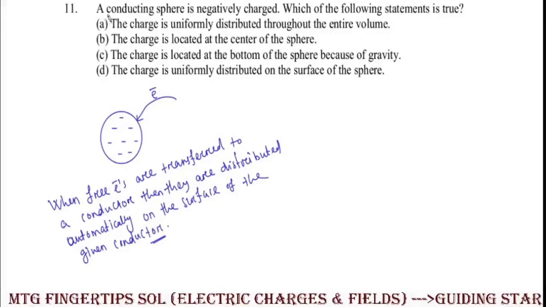क्लियर? तो ऑप्शन में क्या बोला गया, चार्ज इज यूनिफॉर्मली डिस्ट्रीब्यूटेड थ्रूआउट द एंटायर वॉल्यूम। एंटायर वॉल्यूम में चार्ज यूनिफॉर्मली डिस्ट्रीब्यूट नहीं होता है। क्लियर? चार्ज इज लोकेटेड एट द सेंटर ऑफ द स्फीयर। सो चार्ज यहाँ पे बोला जा रहा है कि इलेक्ट्रॉन जब आप ट्रांसफर करते हो तो सेंटर में ही चार्ज हो। ऐसा नहीं कि आप कोई भी चार्ज, पॉजिटिव चार्ज दो या नेगेटिव चार्ज दो यहाँ पे। क्लियर? तो ये वाला स्टेटमेंट यहाँ पे नहीं होता है। यूनिफॉर्मली डिस्ट्रीब्यूट होता है, सेंटर में खाली नहीं रहेगा। क्लियर? एंड ये भी नहीं होगा.